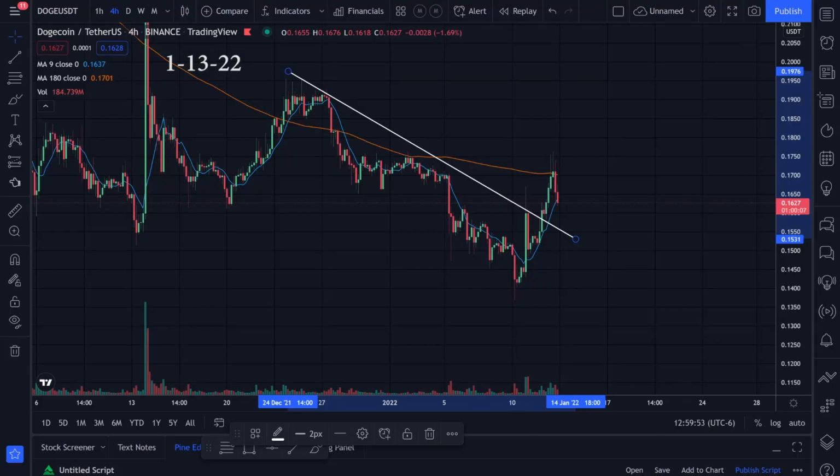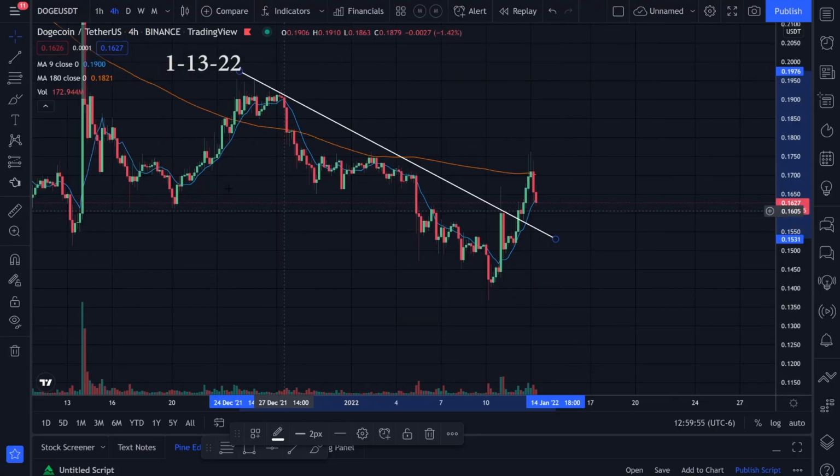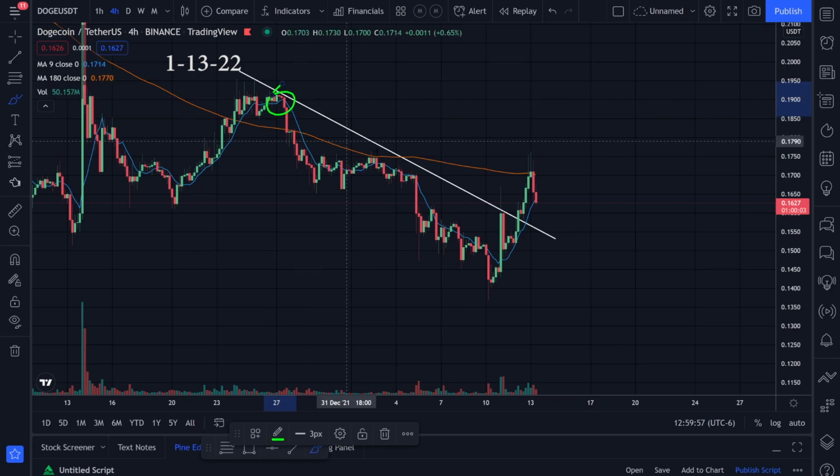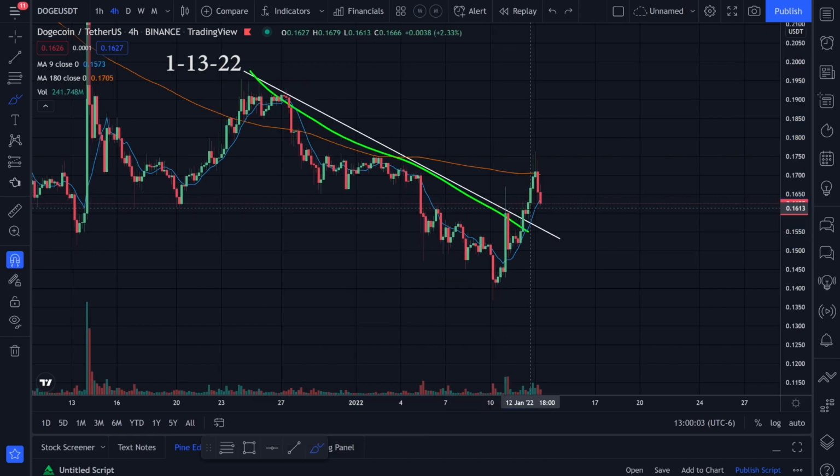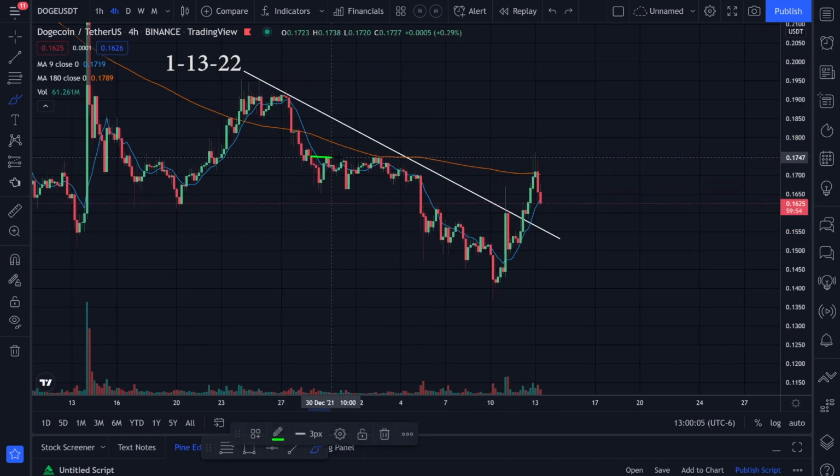Let's take a look at the chart action for Dogecoin. Okay, so here's what I was looking at in my last video. We had resistance right here, and resistance right here. I was watching this downtrend going down like this. We broke that going to the upside. So what I was doing is targeting previous resistances right there and right there.